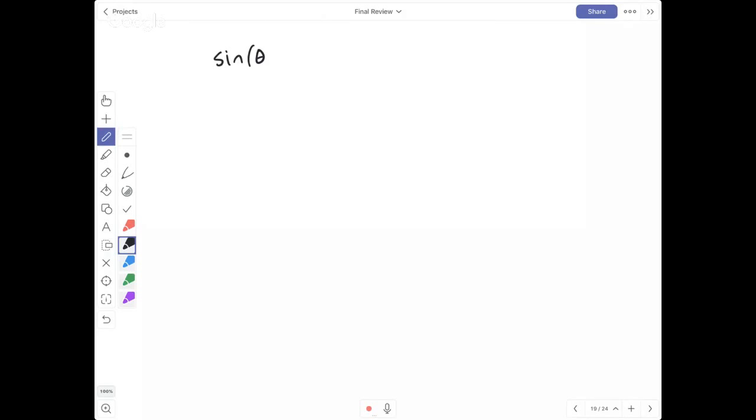But just because I'm a very kind human being who would never mock someone for not being able to look something up, I will write down the angle sum formula for sine, which is sine of theta plus phi. This one we did derive in class, is equal to sine theta cosine phi plus cosine theta sine phi.